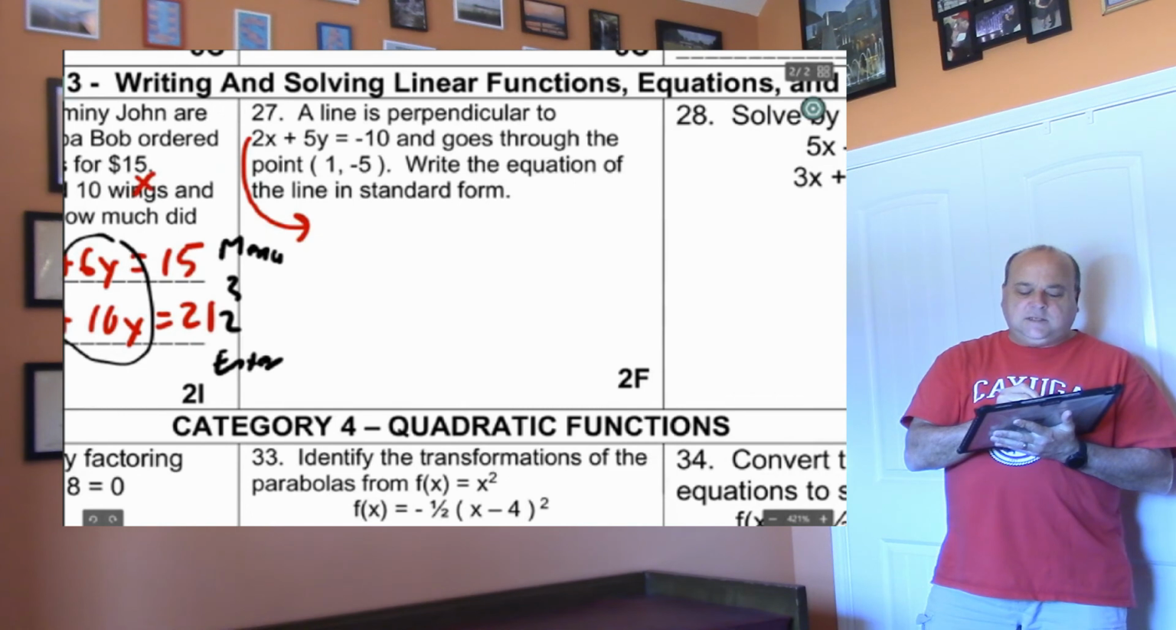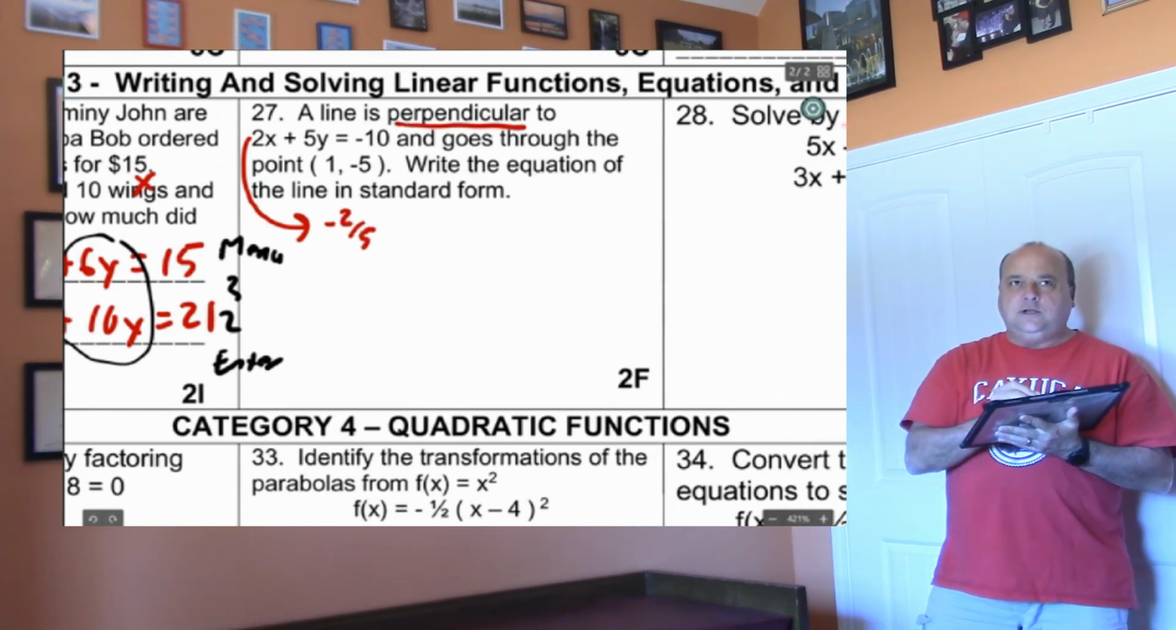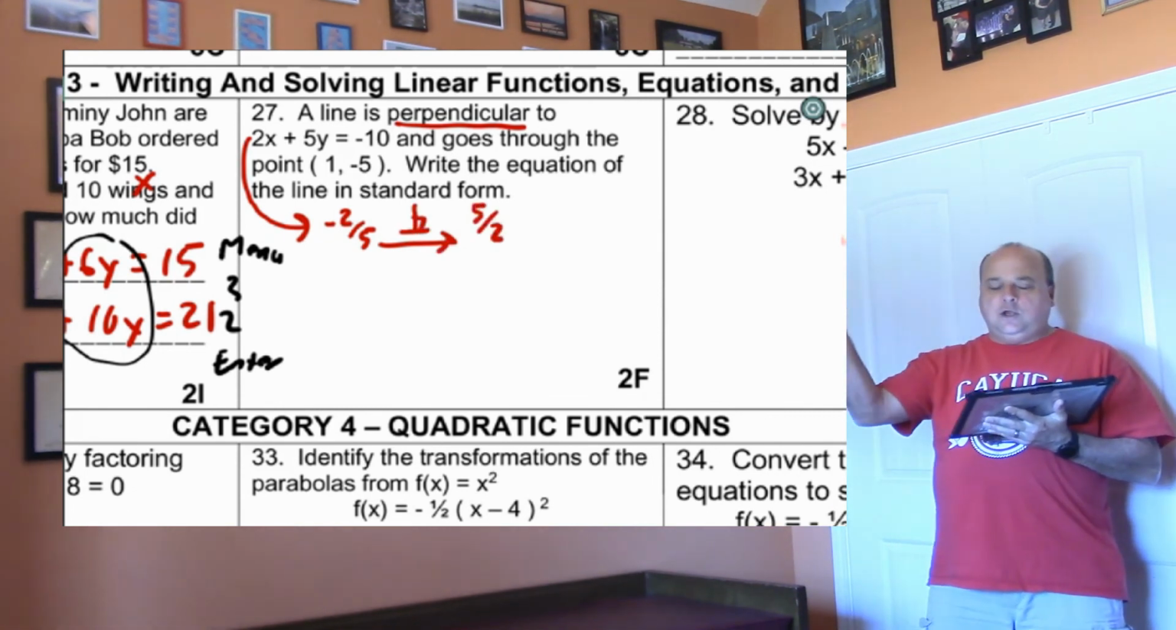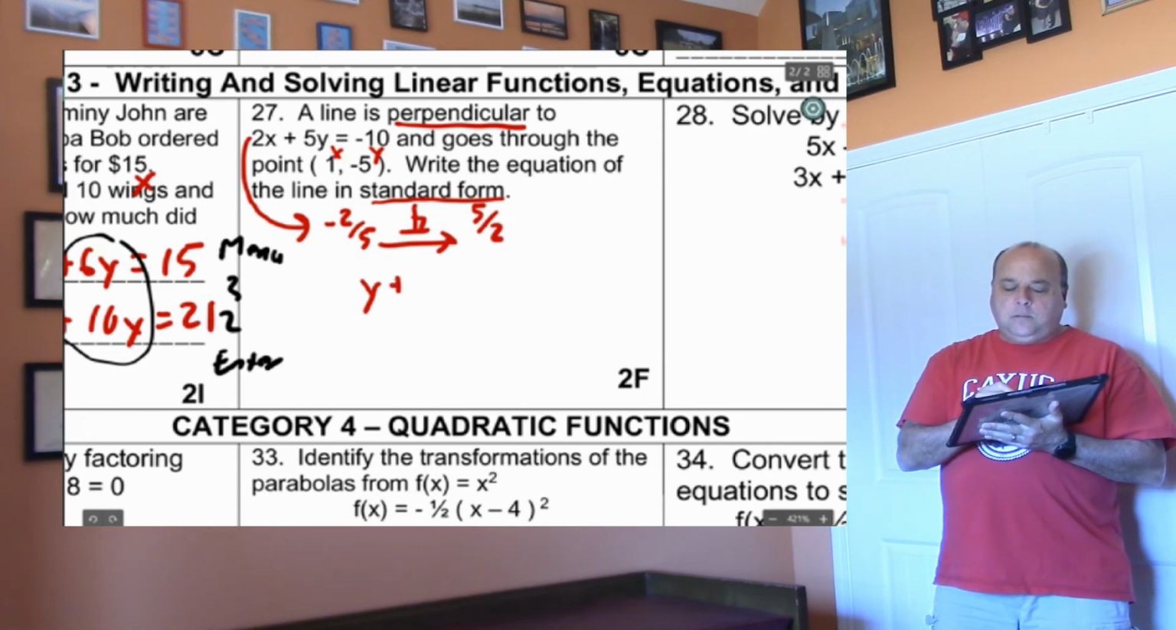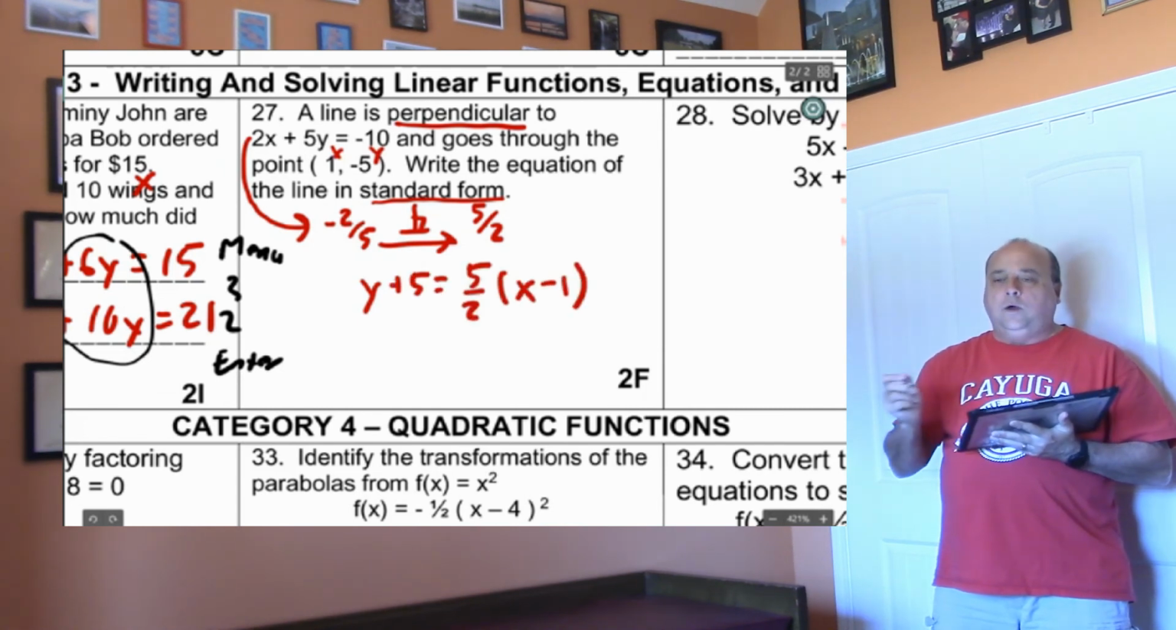The slope of this line is negative 2 over 5, and we want a perpendicular line to it. So we want a perpendicular line to this, and it's going to be 5 over 2. Now then, we're going to use point slope, and we want standard form. So y, this is our x and our y, plus 5 equals 5 over 2 parentheses x minus 1.